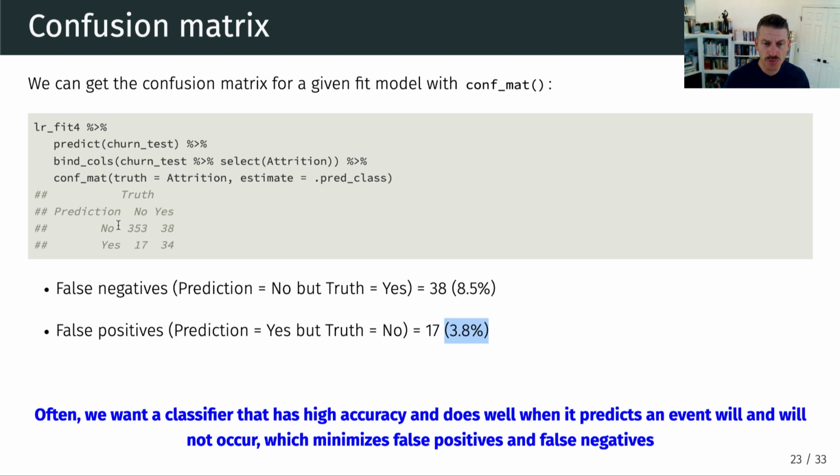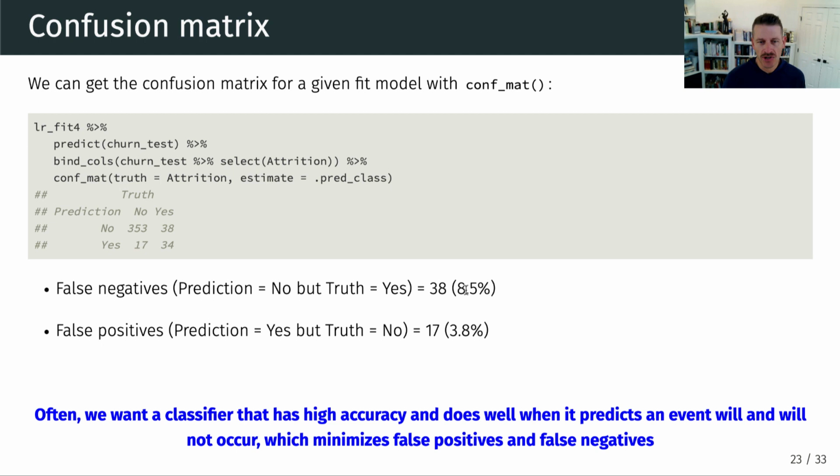And then there's cases where we predicted they were not going to leave, but the employee in fact did, and that was 38. So those are false negatives. So we actually have 8.5%. So in this case, we can see that our model is actually being more conservative, meaning it's predicting no, they're not going to leave, when in fact they do leave. We miss that more often, right? And so this is quite informative.